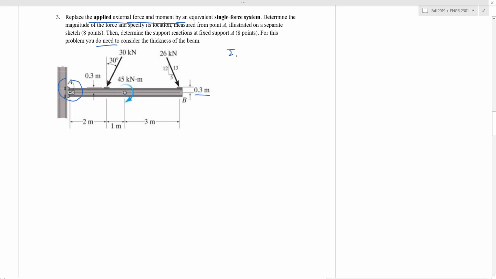Right now, we don't consider equilibrium. We're just adding them together. We will have resultant force along the x direction that equals, we will have this 30 kilonewton force with x component pointing to the left direction. So again, according to convention, positive is to the right. So we have a negative 30 kilonewton sine 30 degree.